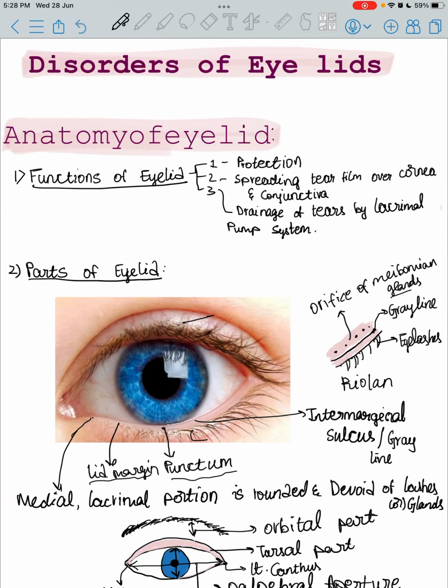Welcome to Simplified Medico. Let us discuss disorders of eyelids. Anatomy of eyelid. Let us first discuss the functions of the eyelid.